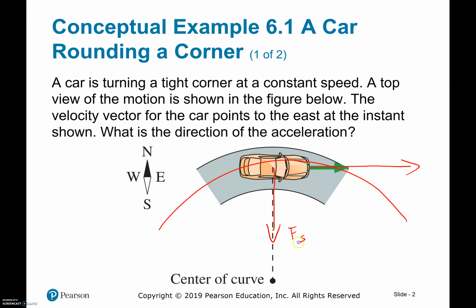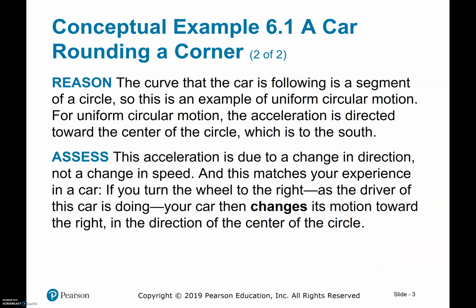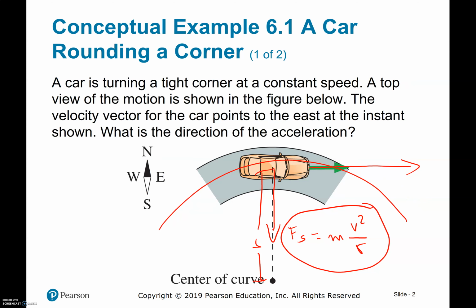So this is the friction. And that friction has to be equal to mass times acceleration. And what is the acceleration? For circular motion it is v squared over r, where r is this radius here. So this encodes most of the information that we need to solve problems in circular motion. So let's look at that problem in a little more detail.